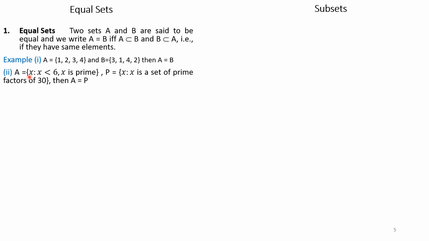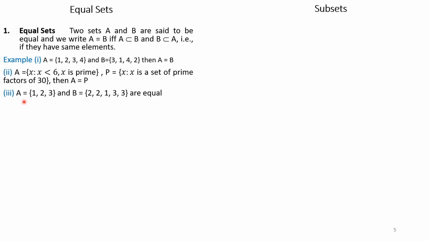Example 2. A equals {x such that x is less than 6, x is a prime number}, and another set is P equals {x such that x is a prime factor of 30}. Then A is equal to P. Why? You see, x is less than 6 and x is prime. Prime means 2, 3 and 5. 2, 3, 5 are the prime numbers which are less than 6. Now, if you take the set of prime factors of 30, the prime factors of 30 are 2, 3 and 5. So, A is equal to P.